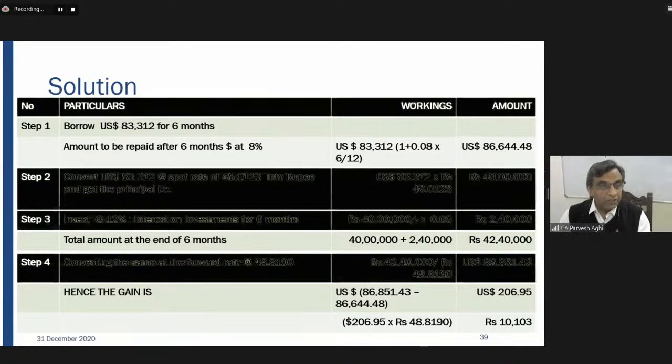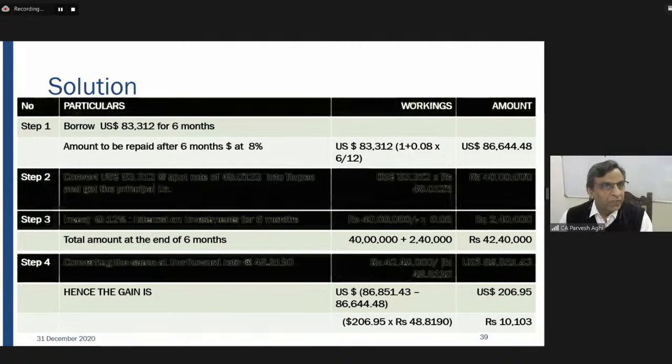And then as a step, immediately when you bring the money into India, you book a forward rate contract with the bank to convert the rupees into dollars at the end of the 6 months, and take the money back into home currency, which is dollars. So you'll find that there is a gain of 206.95 here. Hope you have followed it.